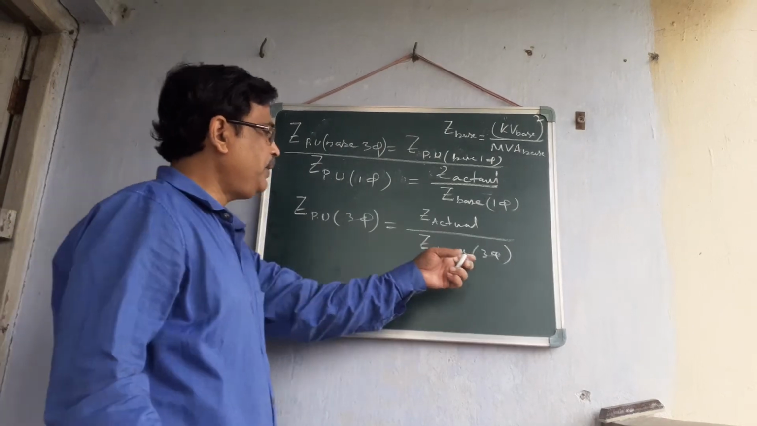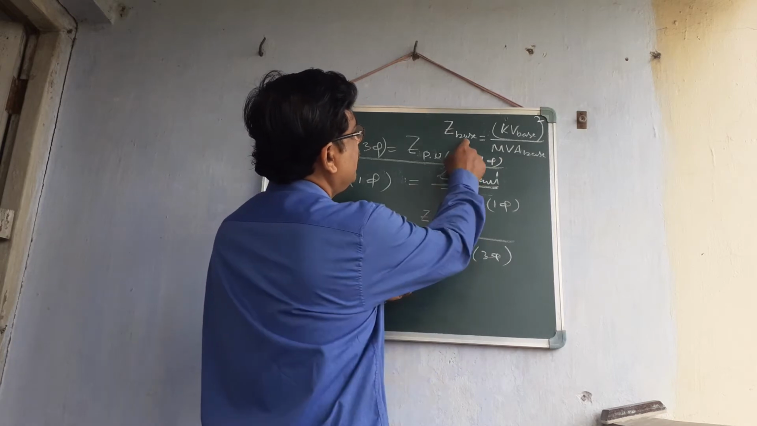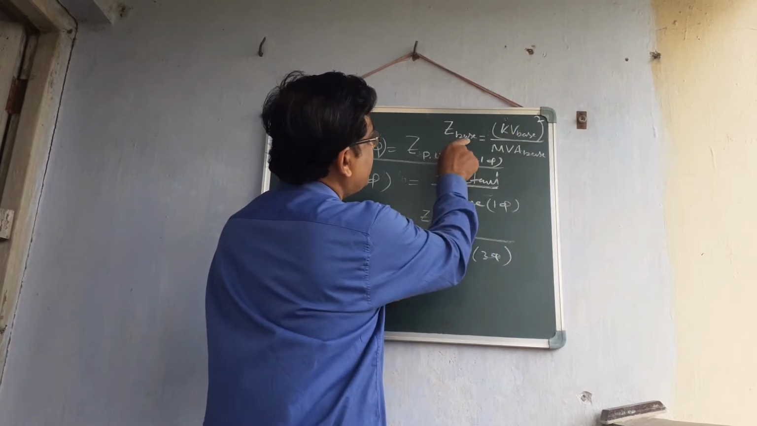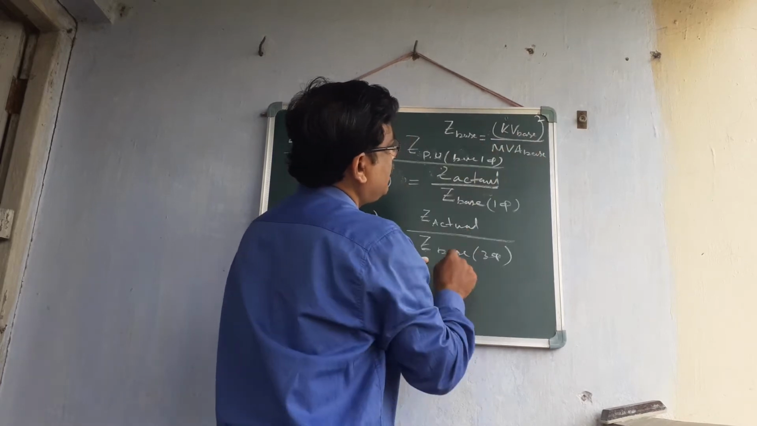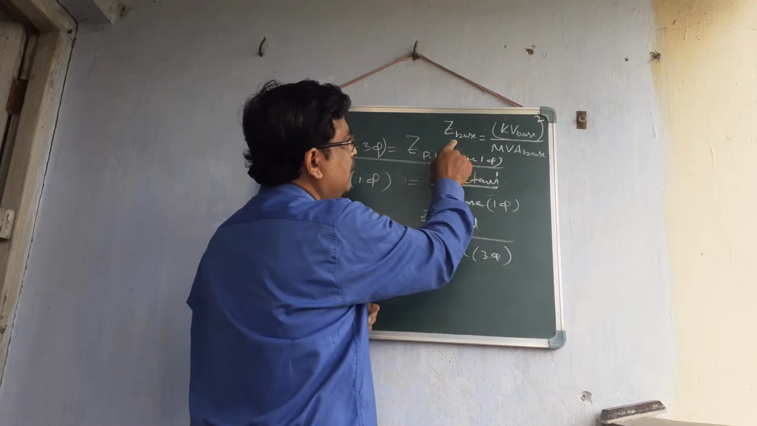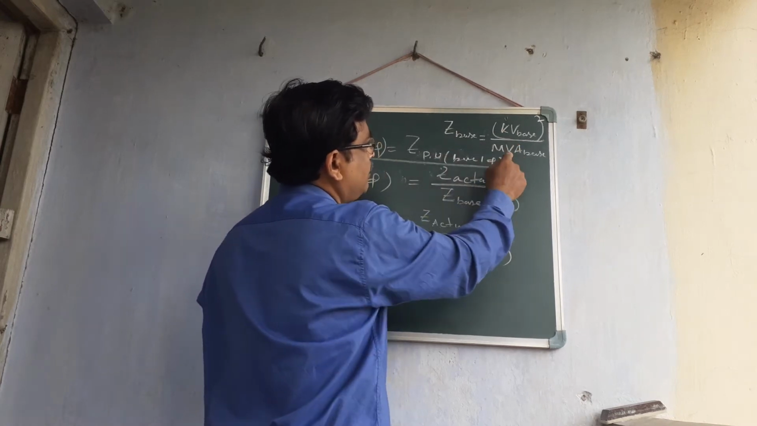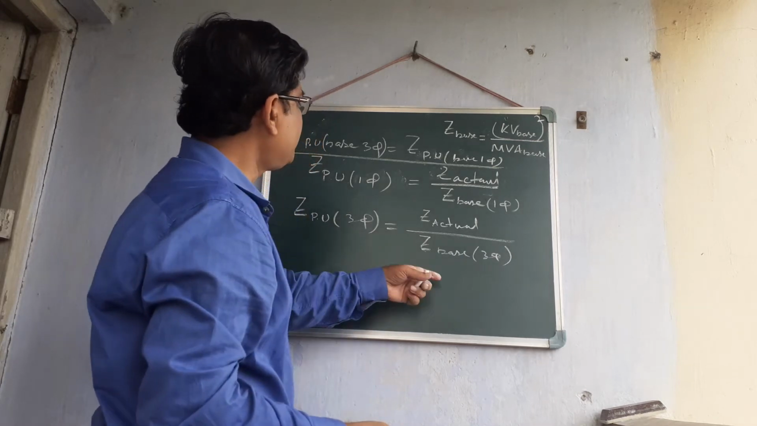Now, Z base on three phase. That means if it is single phase, this will be the single phase voltage and this will be the single phase power. If it is three phase, then this will be the three phase voltage and this will be the three phase power. So Z base three phase.